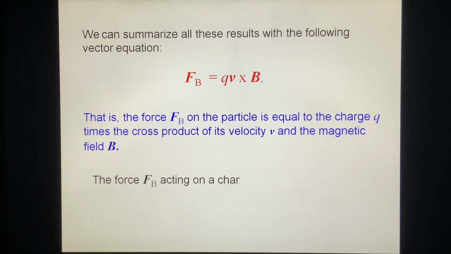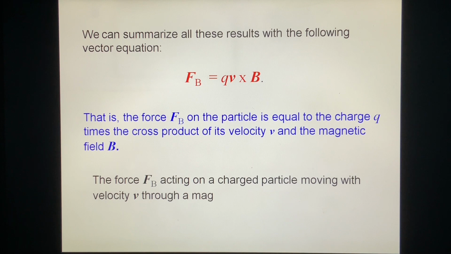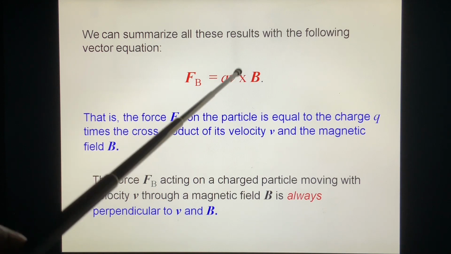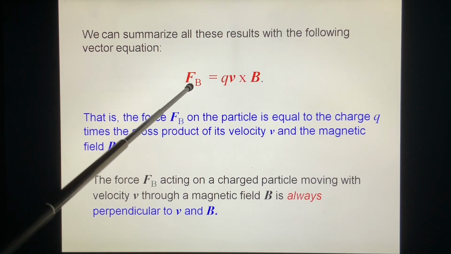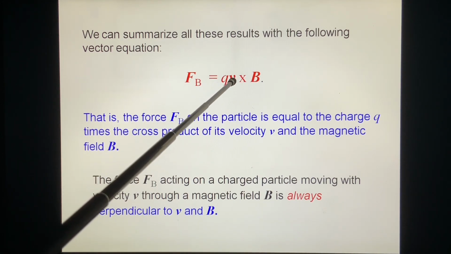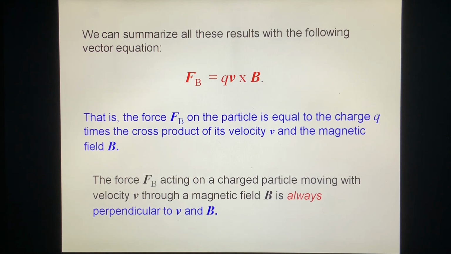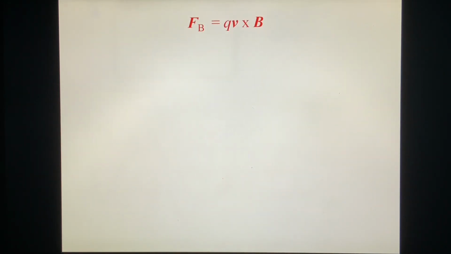The force Fb acting on a charged particle moving with velocity v through a magnetic field B is always perpendicular to V and B because this is a cross product. So F is always perpendicular to V and B. Now, let's see how powerful this formula is. It can explain our five facts.